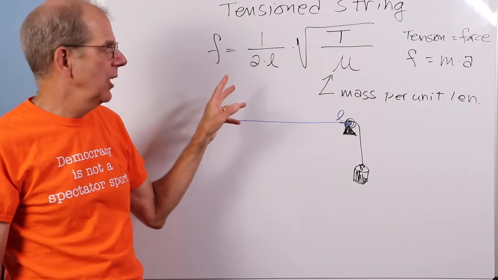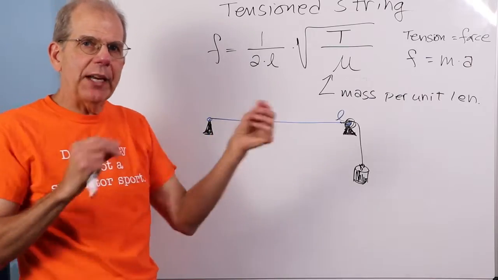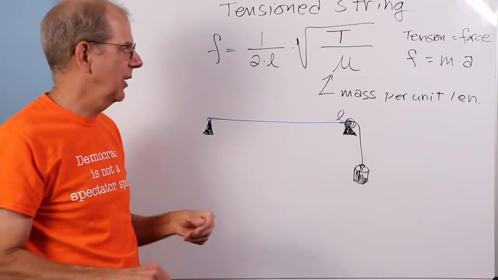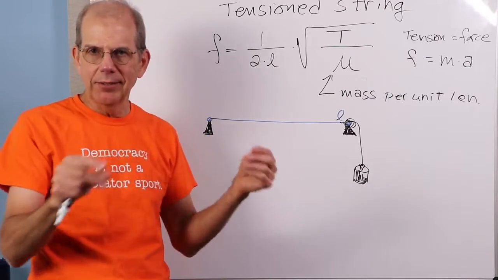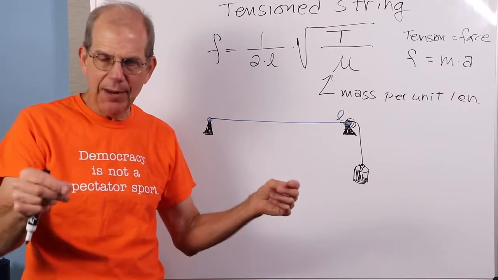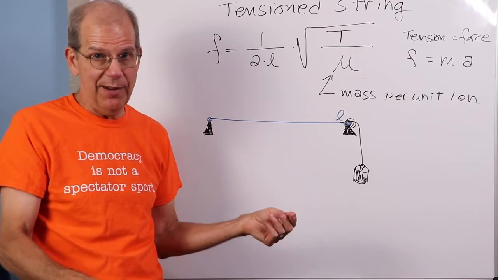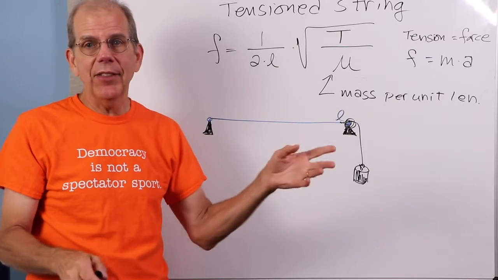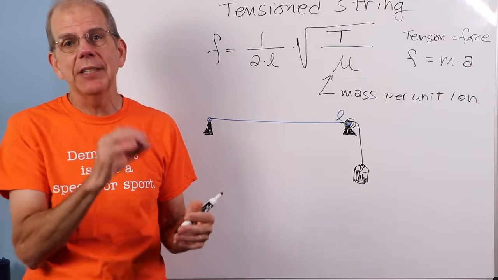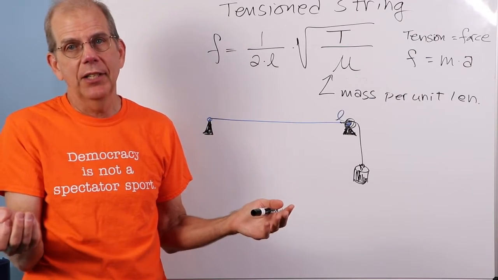All right? Now, if you think about strings like violin strings or guitar strings, as long as the material for those strings is the same and the construction is the same, mass per unit length is proportional to whatever the diameter of the string is.